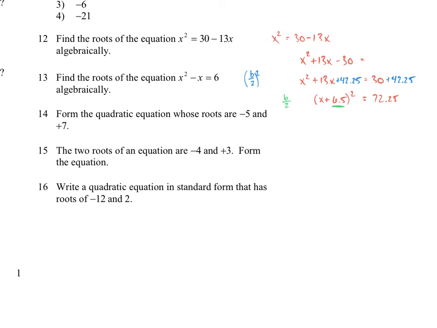So now we have to take the square root of both sides, and I'll have x plus 6.5 equals the square root of 72.25. Don't forget that when you take that square root, you have to account for the fact that it could be positive or it could be negative. And then you'll have x equals negative 6.5 plus or minus the square root of 72.25.